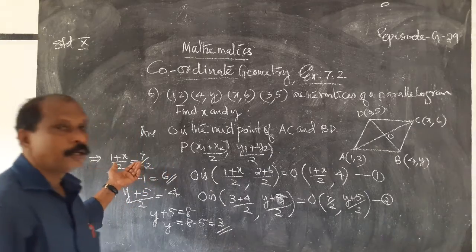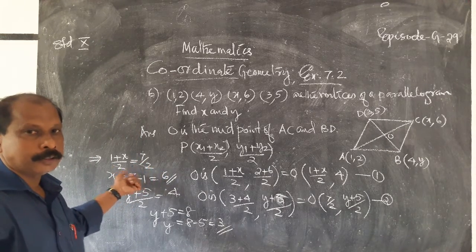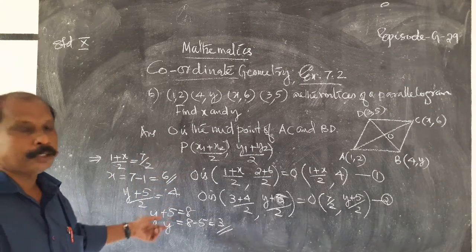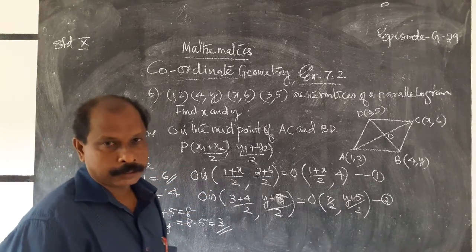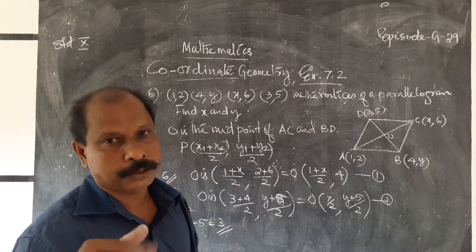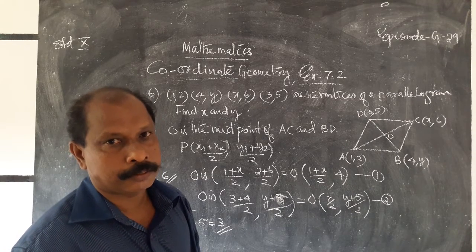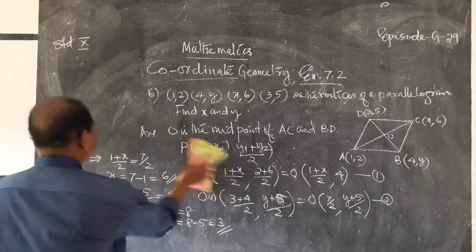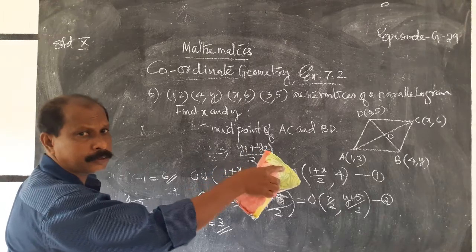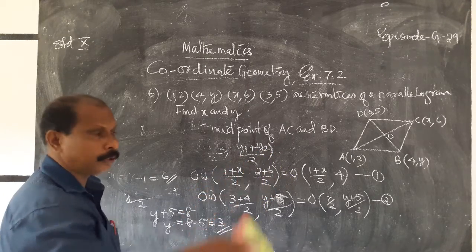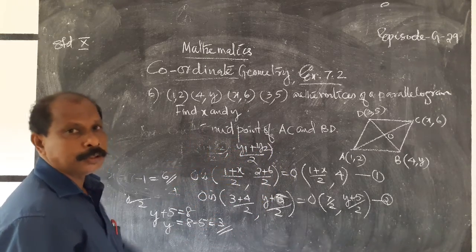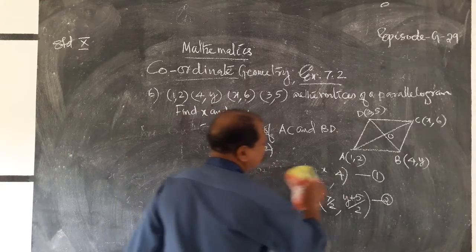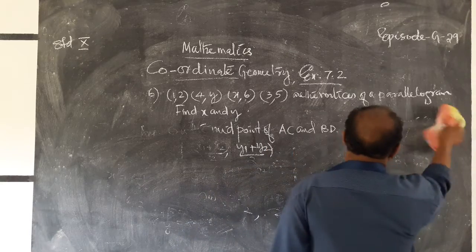Equating x coordinates, (1 plus x) by 2 is equal to 7 by 2. Cancel the 2, therefore x is equal to 7 minus 1, which is 6. Similarly, (y plus 5) by 2 is equal to 4. Cross multiplication: y plus 5 is equal to 4 times 2, which is 8. Therefore, y is equal to 8 minus 5, that is 3. Therefore, x is equal to 6 and y is equal to 3, that will be the answer. We can also find the values of x and y using the distance formula, but using only the midpoint formula we can find the solution. That is the simple method.